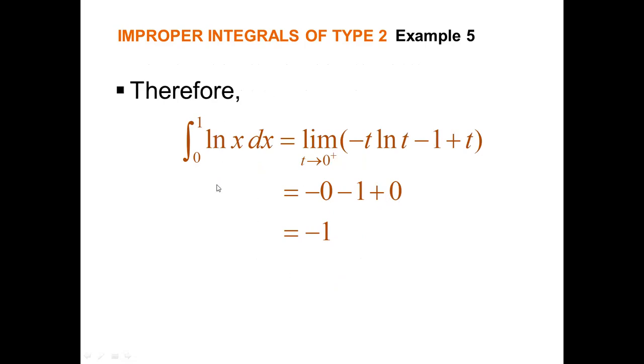See, this is an improper integral because this one does not exist. This ln of x does not exist at 0 when you plot it. But it's a convergent improper integral of type 2 because the answer to the integral is a real number. So it is convergent, okay? Any question? Okay, I will continue if there are no questions.